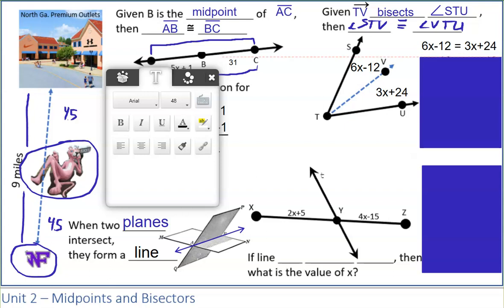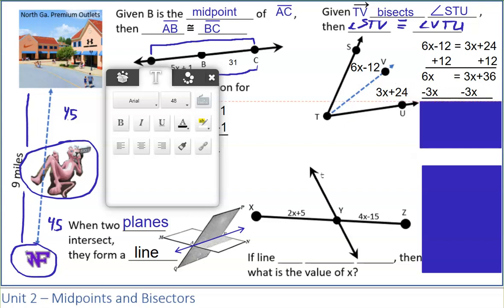And you guys have gotten used to this, of course. I'm going to do plus 12 to both sides. Draw my line. I've got 6x equals 3x plus 36. I'm going to subtract 3x from both sides. No surprise to most of you. And now I've got 3x equals 36, and now I'm going to divide by 3, so I end up with x equals 12.